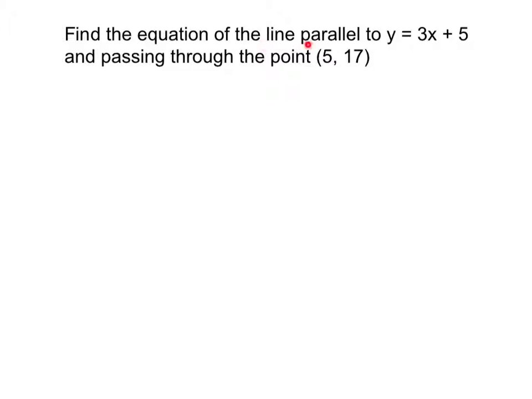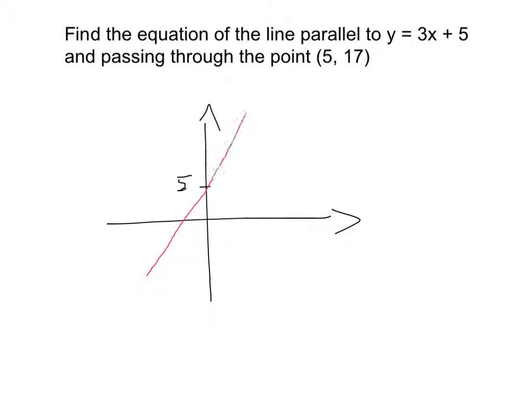Find the equation of the line parallel to y equals 3x plus 5 and also passing through the point (5, 17). So to start with, if we just sketched that out, 3x plus 5, if we say 5 is roughly there, then our graph is going to have a gradient of 3. It's going to be fairly steep. It will look roughly like that.